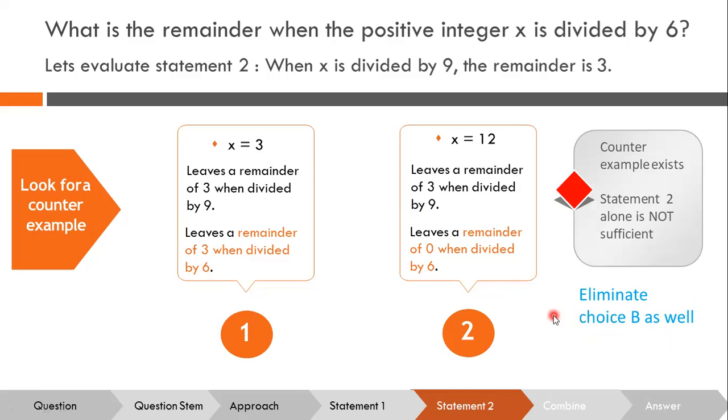So B is eliminated. Taking this statement all alone is not sufficient to get the answer. So what we'll have to do then is combine. We'll combine these two. So the choice is now narrowing, as the first two are eliminated. This is called the negation rule. We'll have to negate these two choices. Now we are left with only 3 choices, C, D, and E. Let's see.